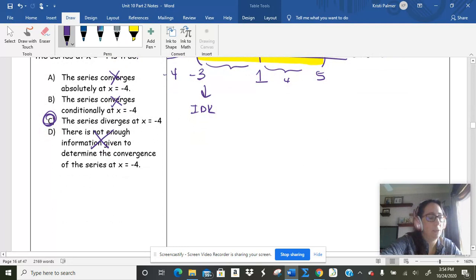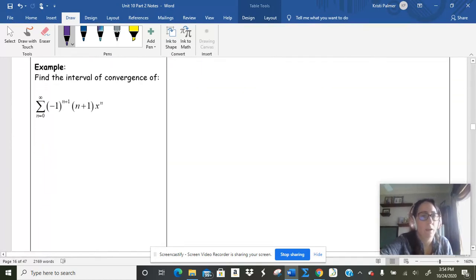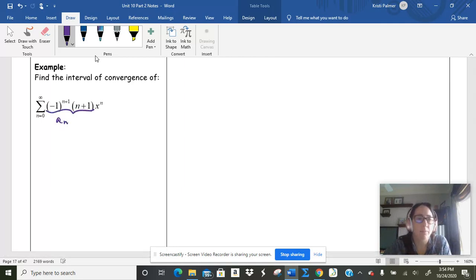Okay, so we are going to do a biggie all together for this one. So here's my first biggie problem. This is my a sub n. This is what makes it the power. Okay. Where are we centered at? Okay, so we know that part.